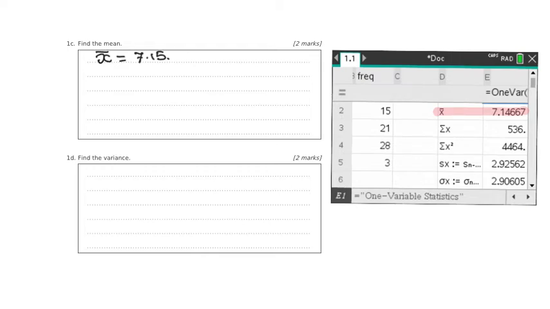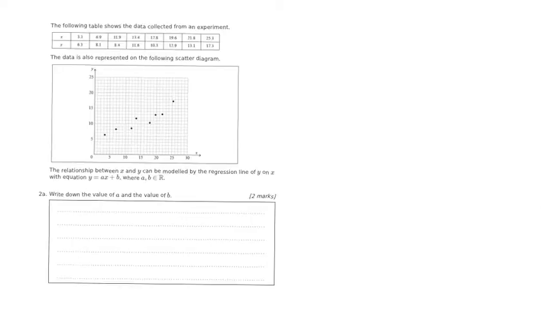1d, find the variance. The variance is again found from the GDC, and on the GDC you find the standard deviation, which is 2.90, and square it. So the variance equals 2.90 squared, which is equal to 8.45 to 3 significant figures.